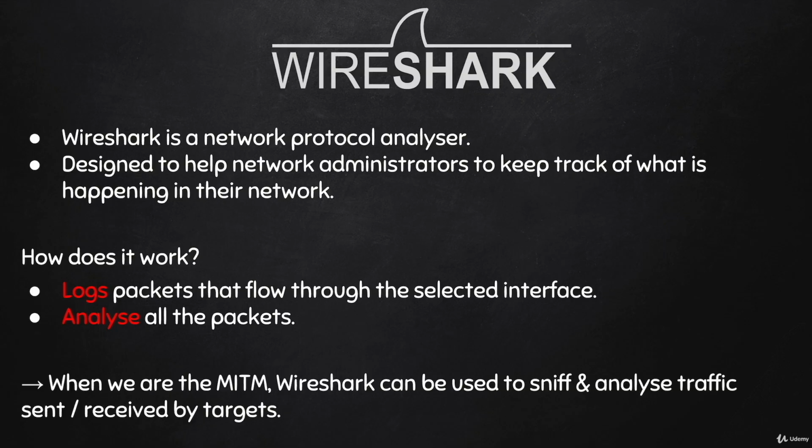The way that Wireshark works is it allows you to select an interface and then logs all the packets or all the traffic that flows through that interface. So you're selecting an interface. It could be a wireless card, it could be a wired card on your current computer, and then it'll start logging all the information that flows through that interface.